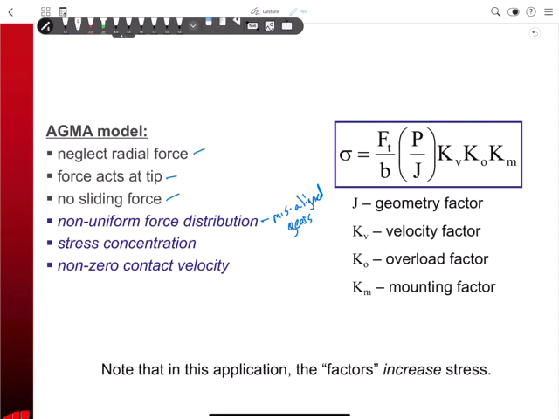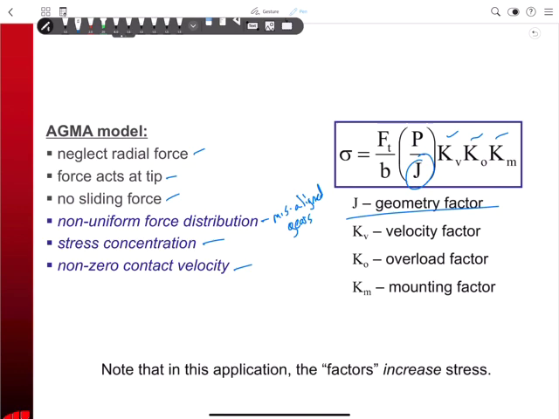We're going to allow for stress concentrations at the base fillets, and we're going to say that they're going to hit each other with some velocity, right? There's going to be some impact involved. So what we do looks very, very similar, except now we have a J, which is the AGMA geometry factor, and then of course there's a factor for that. We've got a mounting factor, how well are they aligned? An overload factor, is it always nice and smooth, or is it kind of a jerky load? And then the velocity factor, how fast are these things spinning, and when they hit, is there some dynamic load involved in that?